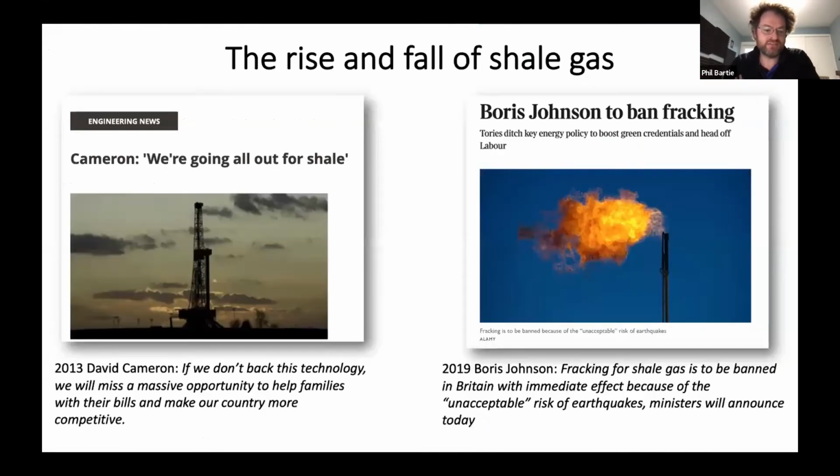So back in 2013, David Cameron was keen on this idea of, as Adam had said, the UK emulating the success of fracking in the USA. So he said, if we don't have this technology, we'll miss a massive opportunity. But by 2019, Boris Johnson was saying it's going to be banned. More correctly, it's a moratorium. But effectively they stopped doing this because the risk of earthquakes was considered unacceptable.